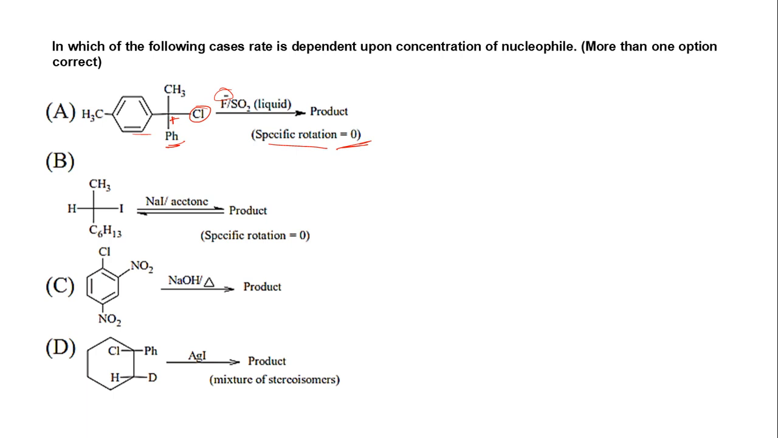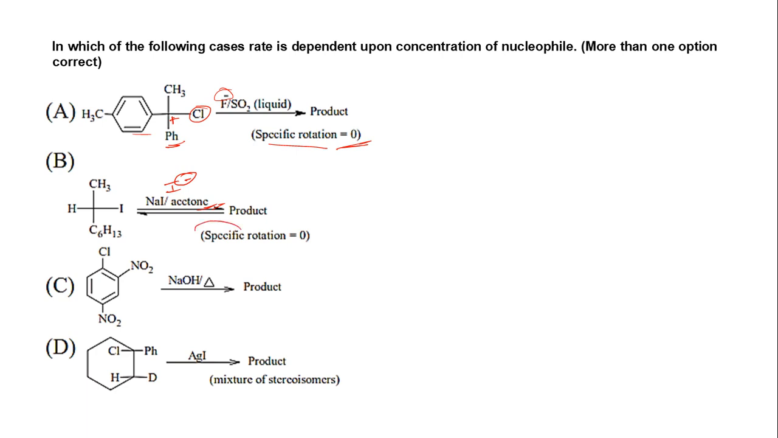Second reaction, NaI, that means the nucleophile is I minus, acetone is the solvent. In this case, if you consider, an equilibrium sign is there. That means when the nucleophile concentration is increased, the reaction will move towards the product side because of this equilibrium sign. Another factor you can think of, if there is acetone, that means it is not polar protic, it is polar aprotic. That type of solvent is good for SN2.